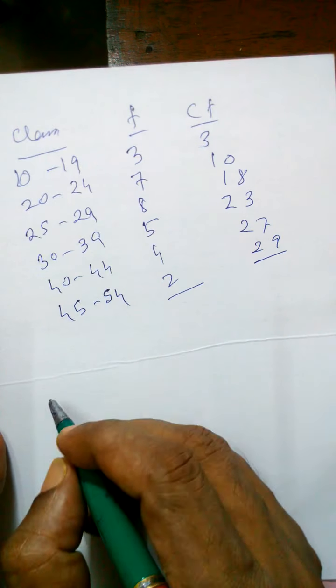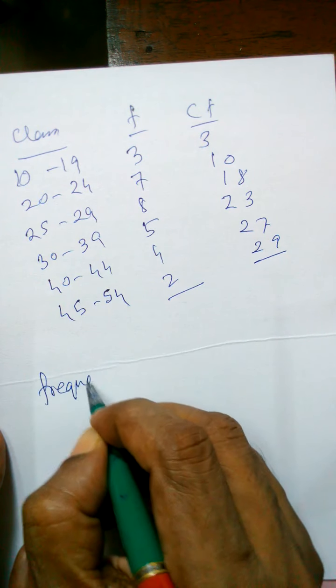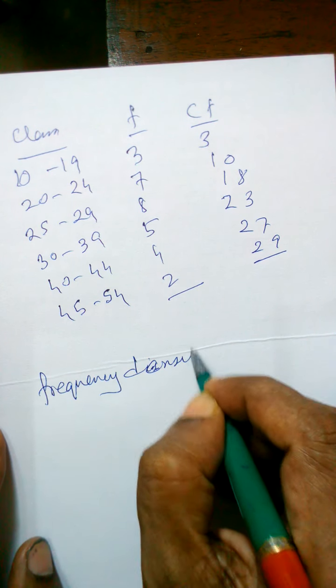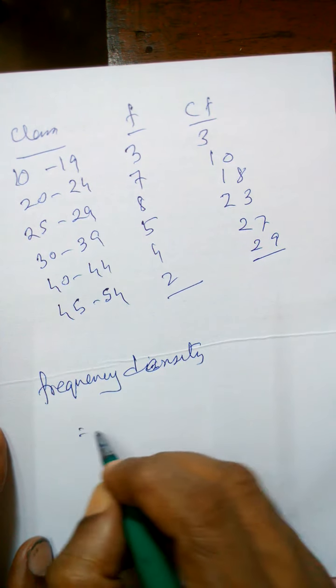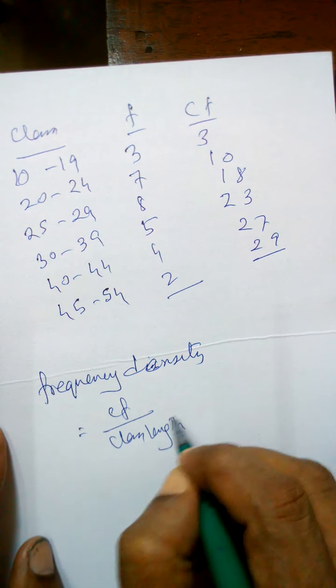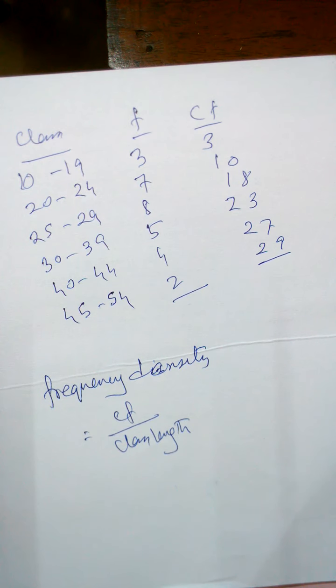I have one more point, frequency density, which is very important. Many times we have seen this question, frequency density, and that is class frequency by class length. Very important, class frequency by class length. Normally it is important for unequal classes, that's why I have given this example.